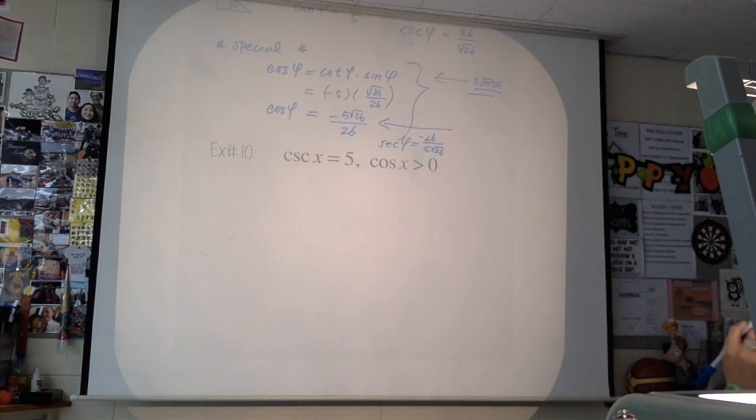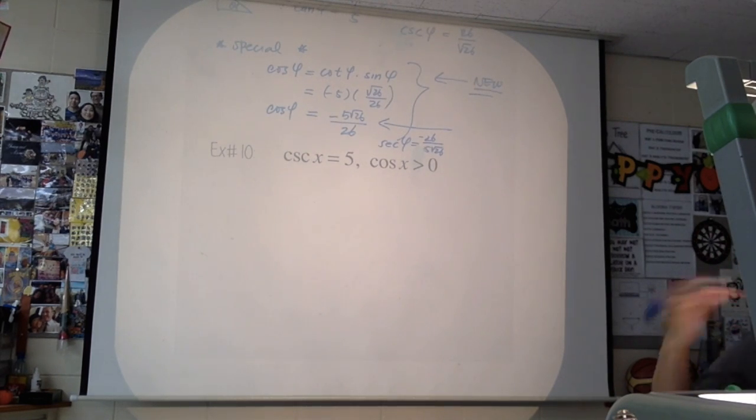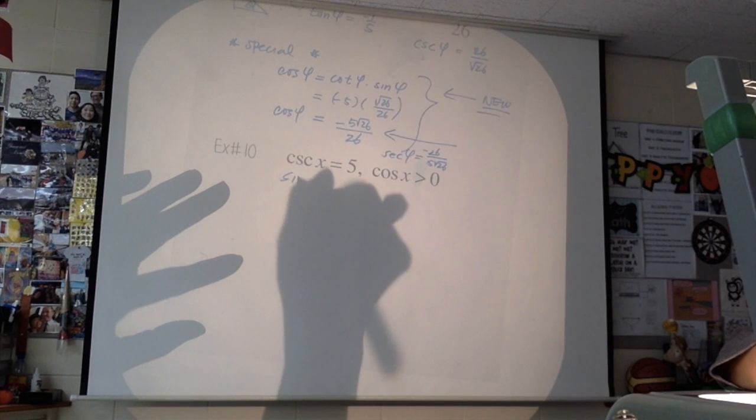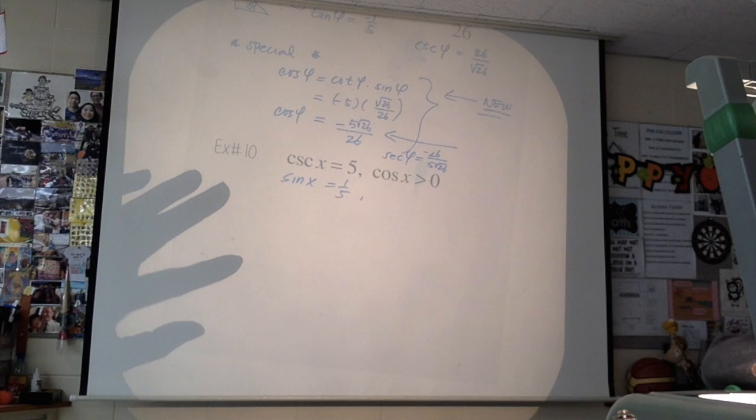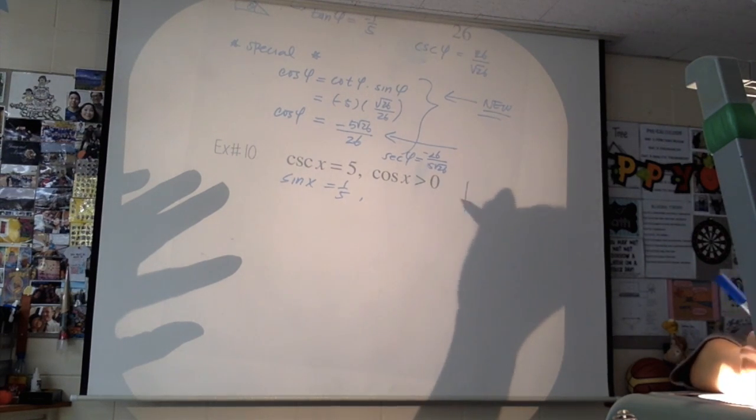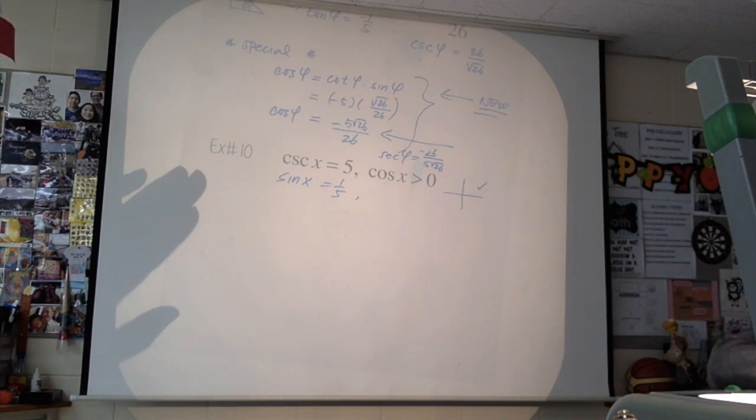Let's go here, number 10. Again, of course you know what to do here. Obviously, you know now sine of x is 1/5, right? And cosine is greater than 0. So which quadrant is it? You got it, it's going to be in quadrant 1.